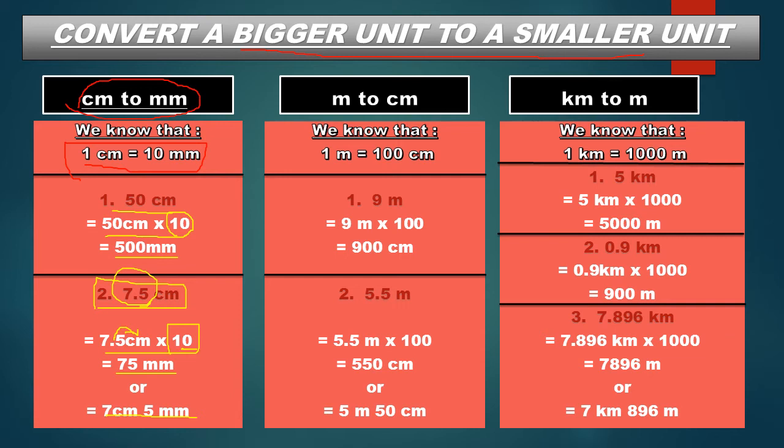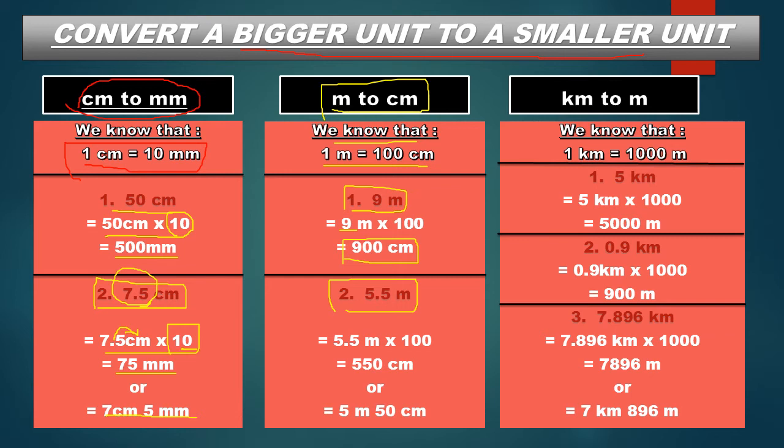In the second column we have to convert a meter to a centimeter unit, like a bigger unit to a smaller unit. So meter to centimeter, we know that 1 meter is equal to 100 centimeters. Now we have a first example, that is 9 meters. To convert meter to centimeter, multiply the meter by 100. The value which is given, 9, we multiply it by 100. That makes 900 centimeters.